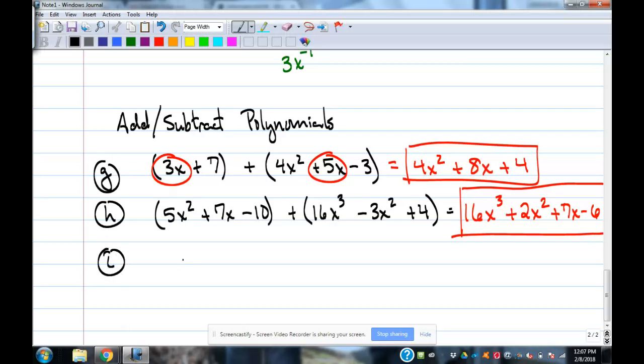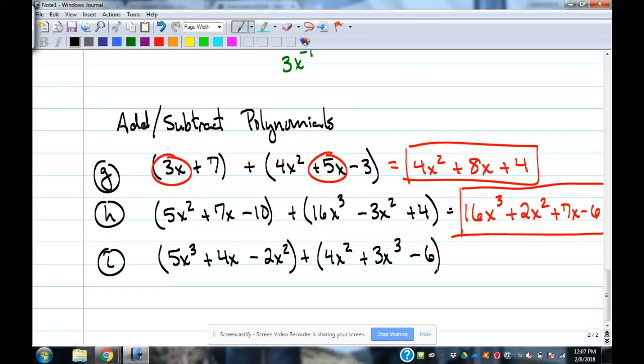Do another one here. Let's say we had 5x to the third plus 4x minus 2x squared plus 4x squared plus 3x to the third minus 6. Again, we're adding. So we don't have to worry about sign stuff changing on us or anything. So what's the highest degree in here? 3. So let's put things that have 3s together. What goes with the other? 3x. Those two. So together that'd be 8x to the third.